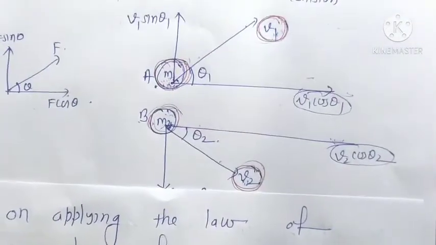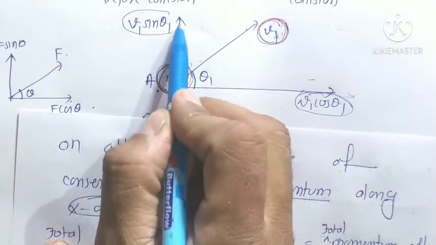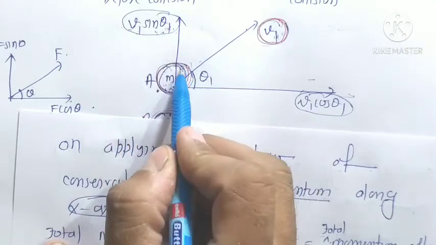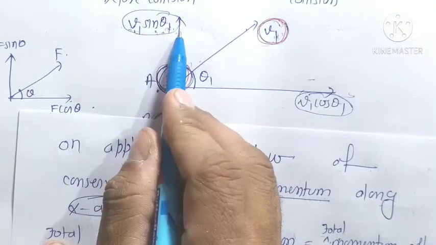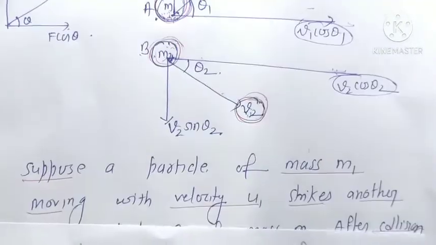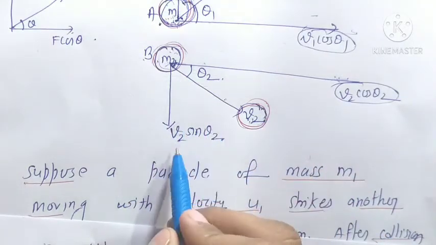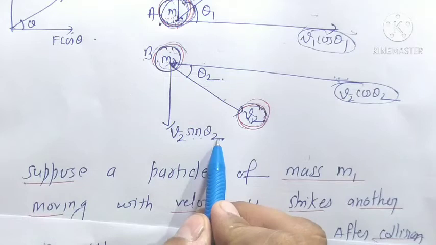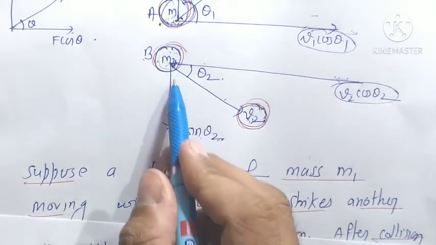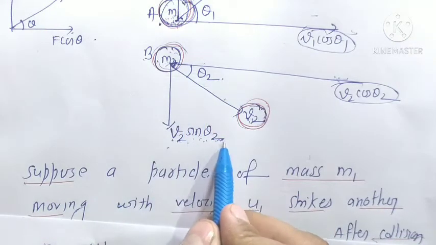You see that in both figures the component along the y-axis of the first body is v1 sin theta 1, and its momentum is m1 v1 sin theta 1. For the second body, which moves with velocity v2, its vertical component is v2 sin theta 2 along the negative y-axis, and its momentum is m2 v2 sin theta 2.